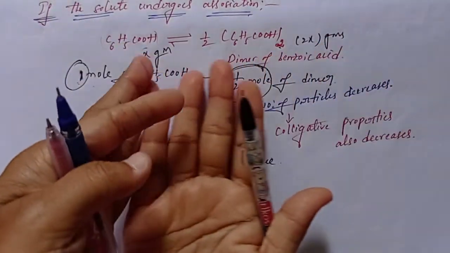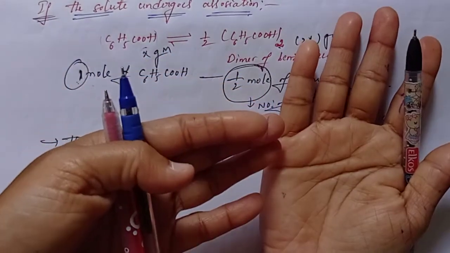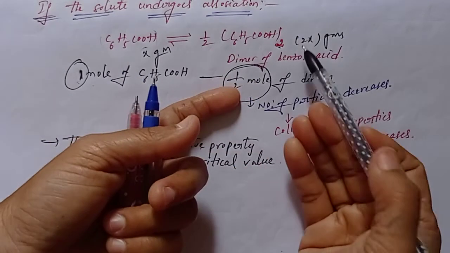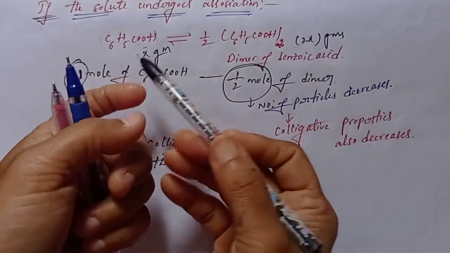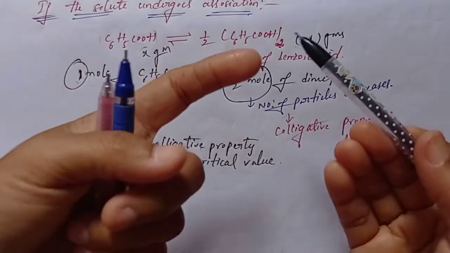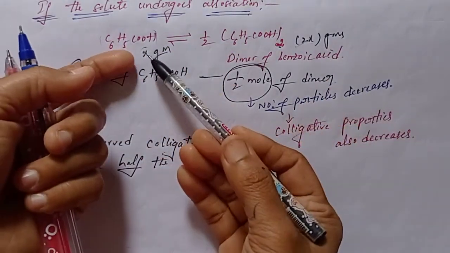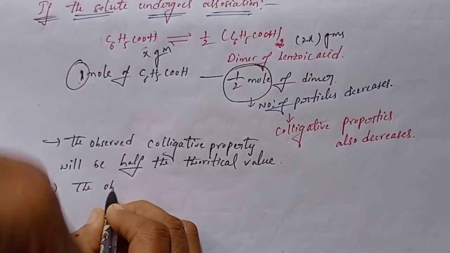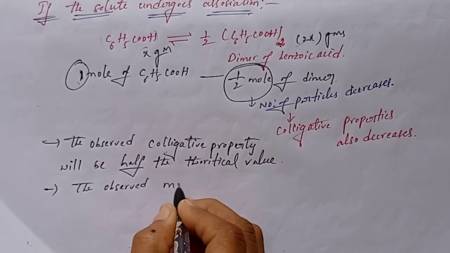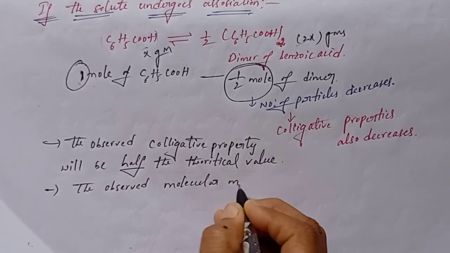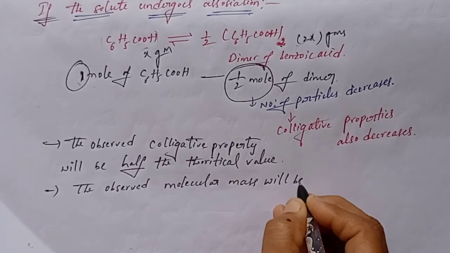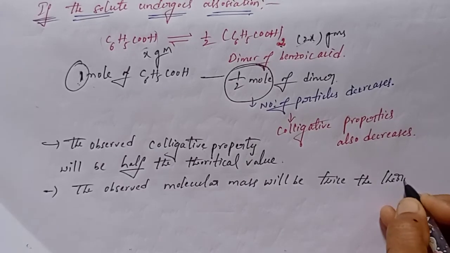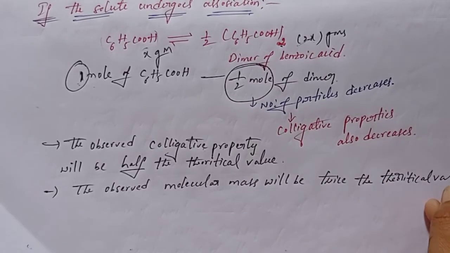Are you understanding? That means what happened? Molecular mass will become doubled. That means the observed molecular mass will be twice the theoretical value. Are you following, students? X becomes twice. So what can we write, students? The observed molecular mass will be twice the theoretical value. Clear?